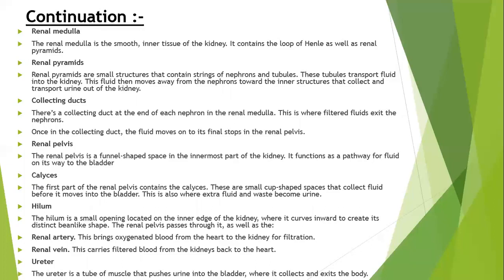What is the renal pelvis? The renal pelvis is a funnel-shaped space in the innermost part of the kidney. It functions as a pathway for the fluid on its way to the bladder. The first part of the renal pelvis contains the calyces. These are small cup-shaped spaces that collect fluid before it moves into the bladder. This is also where extra fluid and waste become urine. There is the hilum, the renal artery, the renal vein, and also the ureter. We know the ureter is a muscular tube that pushes urine into the bladder, where it collects and exits the body.